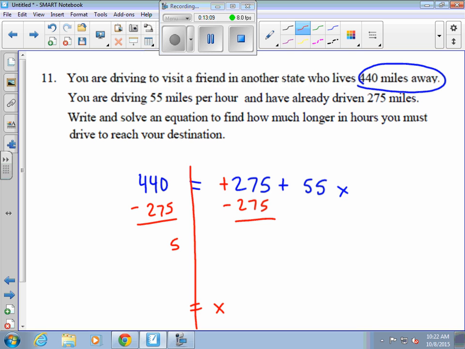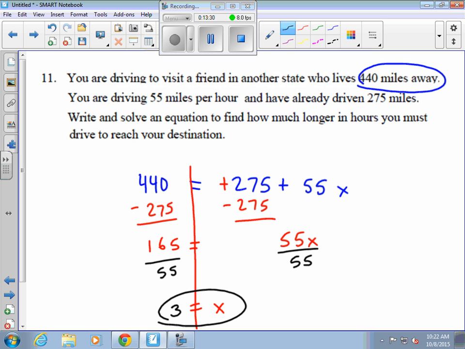10 minus 5 is 5. 13 minus 7 is 6. And 3 minus 2 is 1. So 165 miles equals 55 times x. Then divide by 55 on both sides. And x is going to be equal to 3 more hours to reach the friend's house.